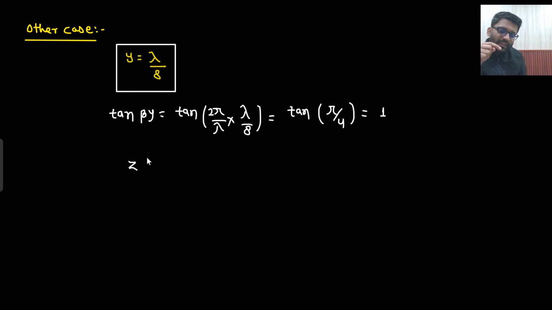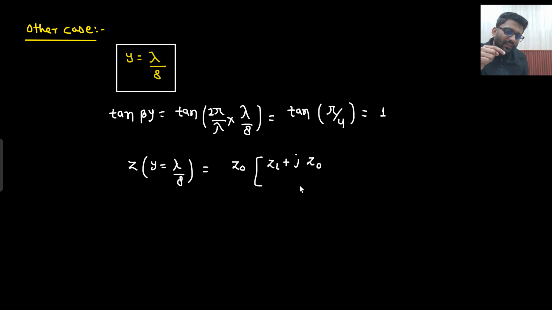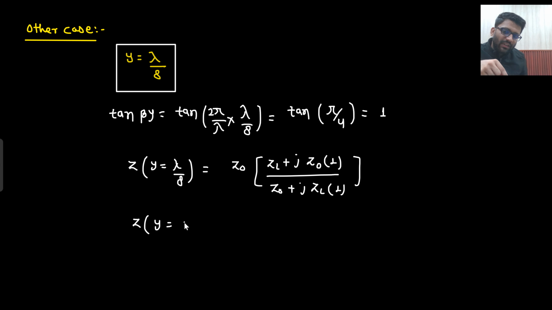So what will be your Z at y equals lambda by 8? That will be equal to Z0 into ZL plus j Z0 tan beta y, and that is 1 only, divided by Z0 plus j ZL tan beta y, that is also 1 only. So Z at y equals lambda by 8 is Z0 into ZL plus j Z0 upon Z0 plus j ZL.